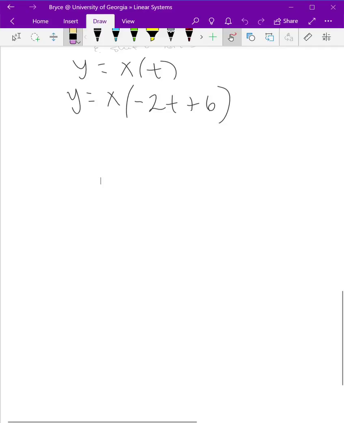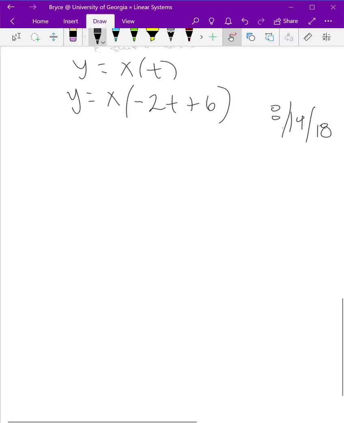Alright, so now I'm going to be practicing a problem from linear systems from 8/14/18, which is the date. So the problem initially is going to take this y equals x of t, and we're going to transform that graph, which is given, into y equals x, parentheses negative 2t plus 6.